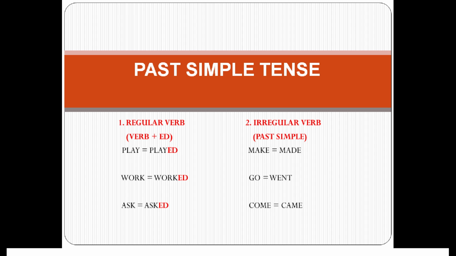Let's read some examples. For regular verb, play, become played, work, become worked, ask, become asked. Let's read some examples for irregular verb. Make, become made, go, become went, come, become came.